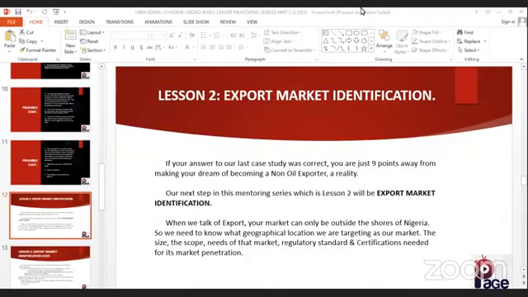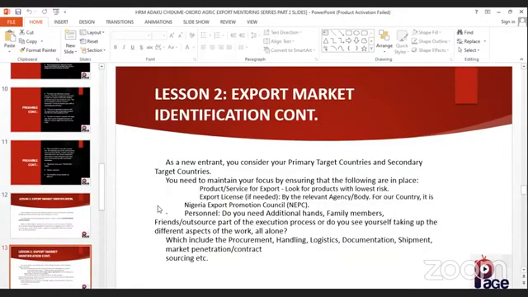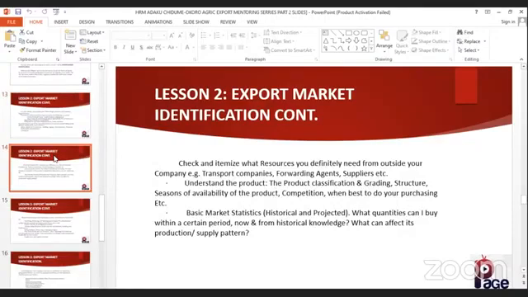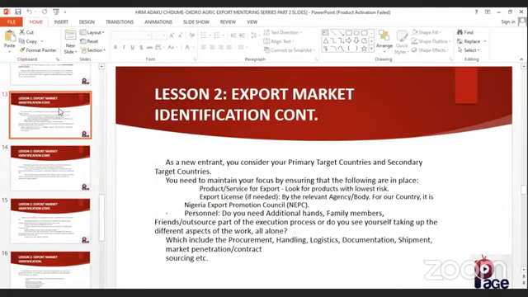As a new entrant, you consider your primary target countries and your secondary target countries. What do I mean by this? If you go to countries like the United States of America, you find most Nigerian products on the shelves of, say, African stores. But by the time you take a closer look at the labels on those packaging, you would discover, surprisingly, that they are all from Ghana origin.